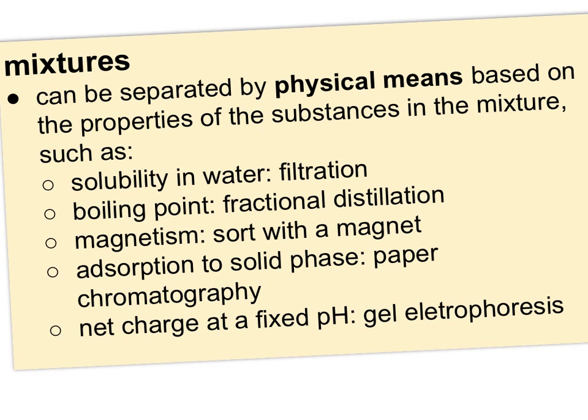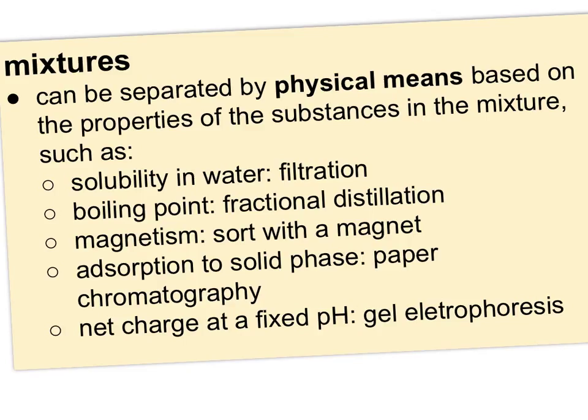And again, mixtures can be separated by physical means since they're just physically combined. And you can separate mixtures using things such as solubility in water, which would allow you to filter something that doesn't dissolve from something that does dissolve. You can use boiling point, which is something called fractional distillation, and each substance would boil off when it reaches the appropriate boiling point. You can use magnetism to sort some metals. You can use adsorption to the solid phase in something called paper chromatography. You maybe remember doing this with water-soluble pens.